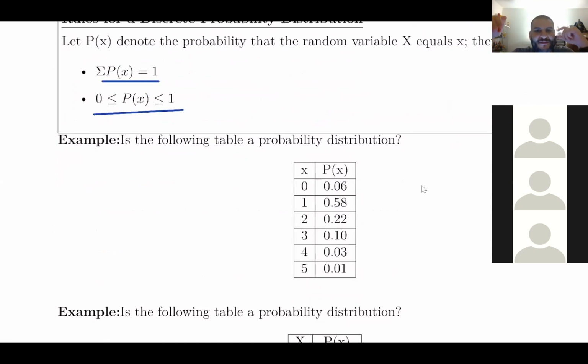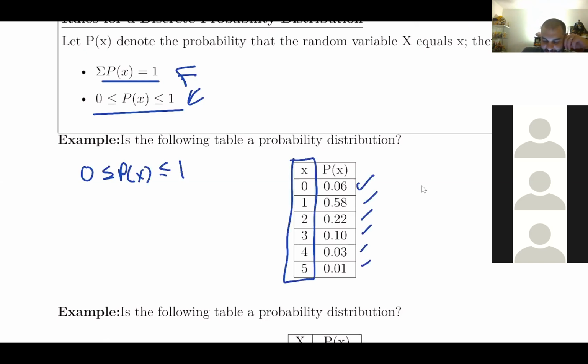It says, is the following table a probability distribution? To check whether it's a probability distribution, we have to check both of these rules. Let's check this one off. If you look at all of the probabilities, do we have a probability that's above 1 or below 0? No, so that checks out. Just remember, we don't care about the X value. You're only looking at P of X. So that checks out.